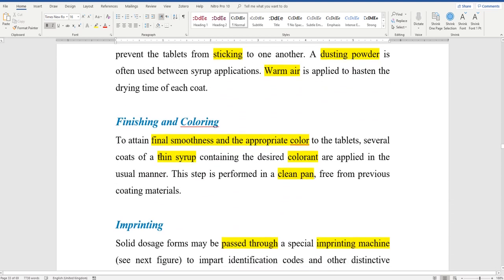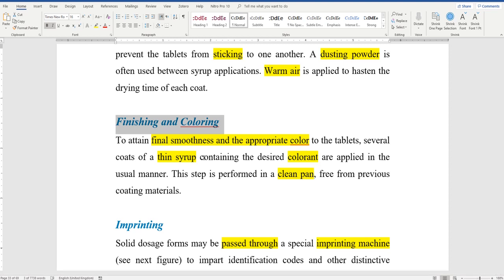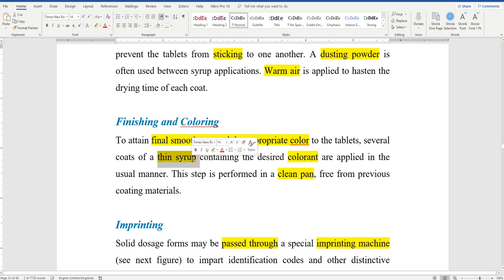After that, we do what we call finishing and coloring. Now, coloring is optional, of course. If you need to add a coloring agent, then you add it to a thin syrup. Thin syrup indicates that the viscosity is low, okay? Because now you need something smooth. That's why you use thin syrup. معناته the concentration here gets lower. And we may add the appropriate color that we need.